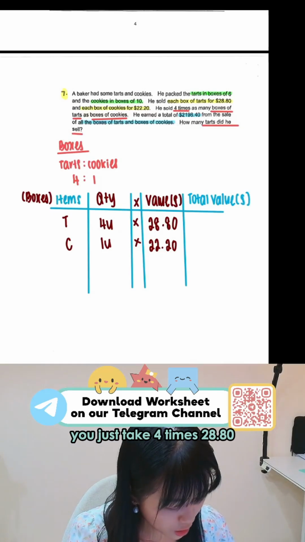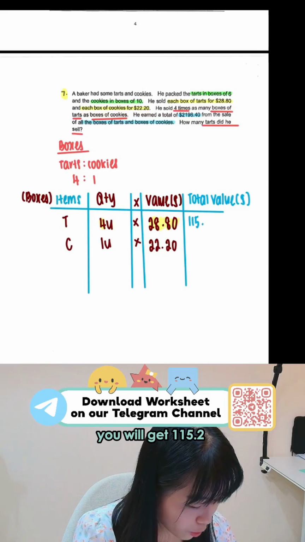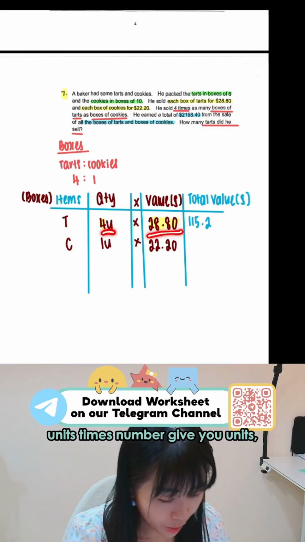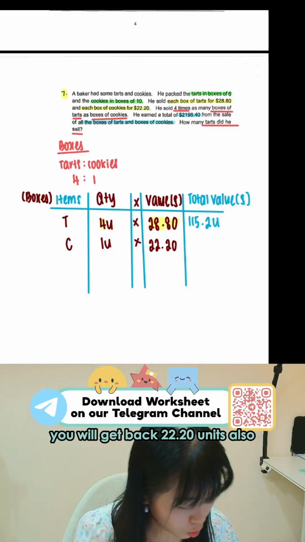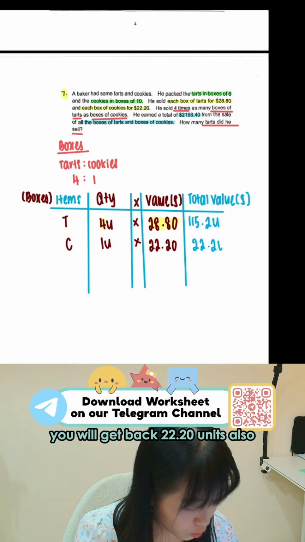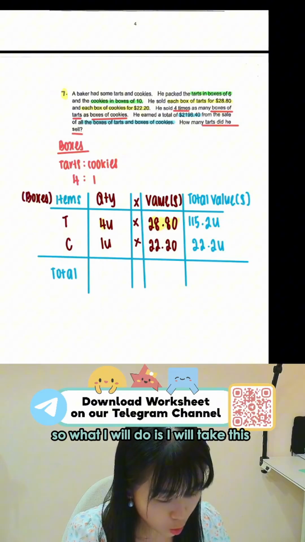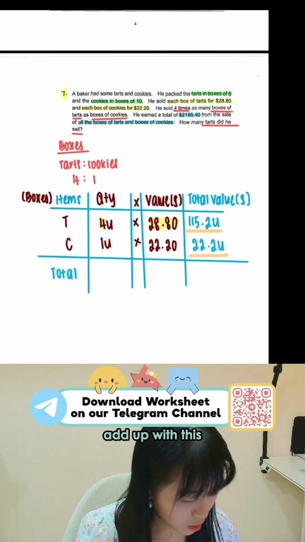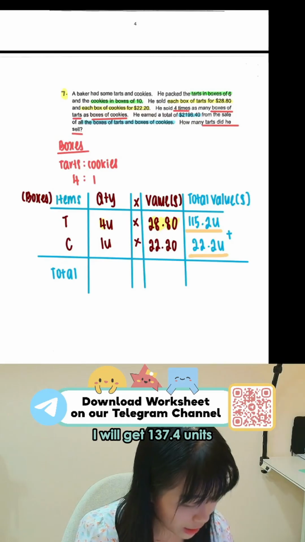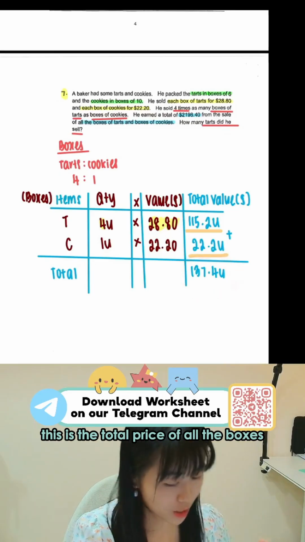So what you're going to do, you just take 4 times 28.8, you will get 115.2. Unit times number gives you unit, don't forget your unit. 1 unit times 22.2, you will get back 22.2 units also. So together, I want to know the total how much money. So I will take this, add up with this. I plus together in my calculator, I will get 137.4 units. This is the total price of all the boxes.